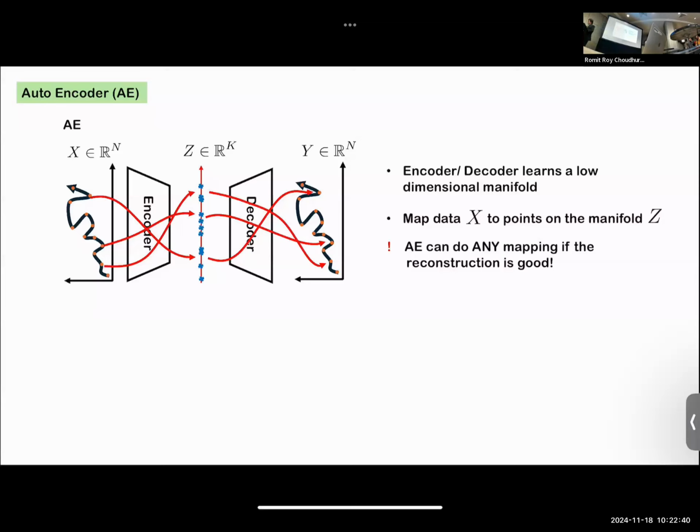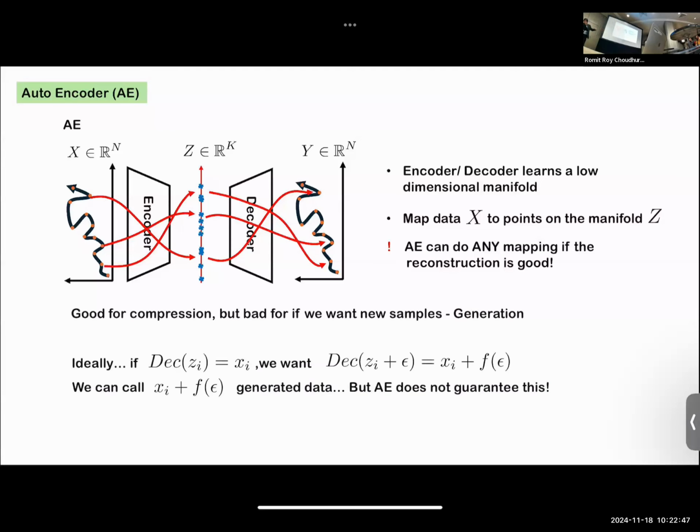So in this case, it's good for compression, right? Because the reconstruction loss is low. But the problem is it's not good when we want to generate new samples from the latent space. If we give it some data in the latent space, it's not guaranteed that it will generate good data. Why? Let's say, what's the ideal generation?